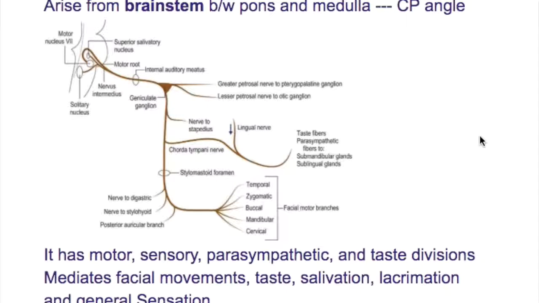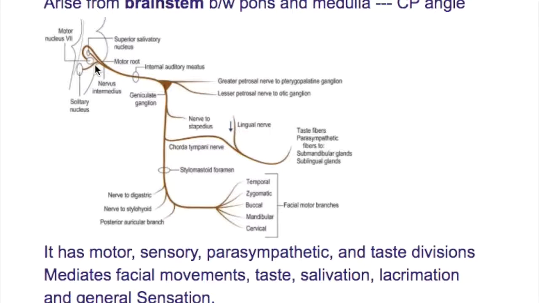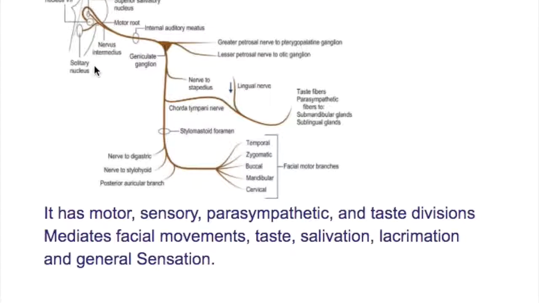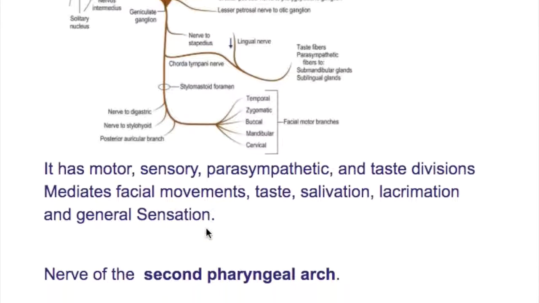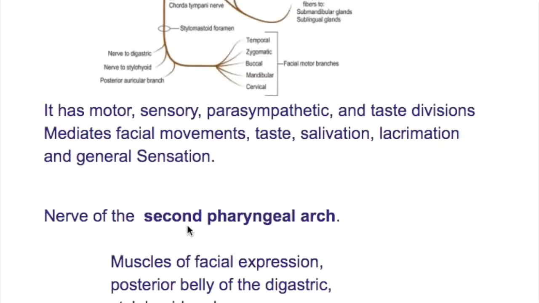The facial nerve. Where does the facial nerve arise from? The facial nerve arises from the brain stem between pons and medulla at the CP angle. It has motor, sensory, parasympathetic, and taste divisions. Mediates facial movements, taste, salivation, lacrimation, and general sensation.